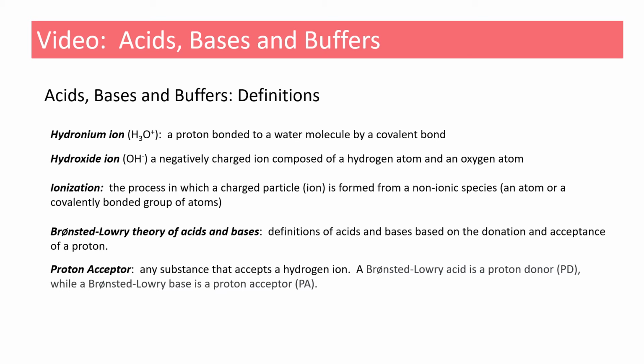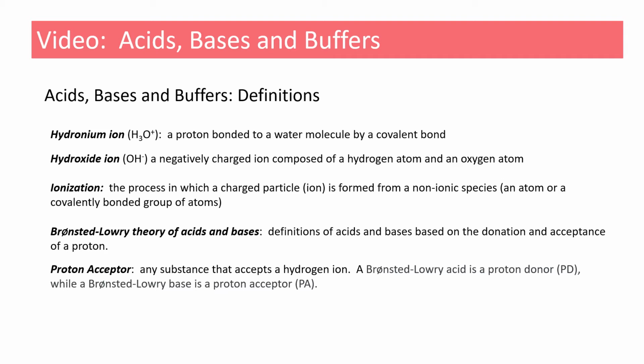Ionization. This is the process in which a charged particle, called an ion, is formed from a non-ionic species, considered an atom or a covalently bonded group of atoms.